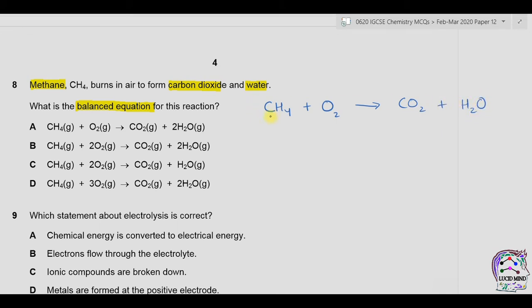Now balancing this chemical equation, we have 1 carbon atom on the reactant side and 1 on the product side, so carbon is balanced. We have 4 hydrogen atoms on the reactant side and 2 on the product side, so we can write 2 with H2O. Now hydrogen atoms are balanced. Let's find the oxygen atoms. We have 2 oxygen with carbon dioxide and 2 with water, so we can write 2 on the reactant side and it will become 4 atoms of oxygen. Now this equation is balanced and we can see that the option is B.